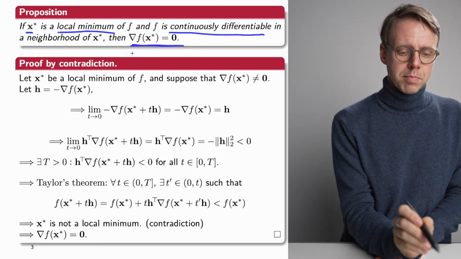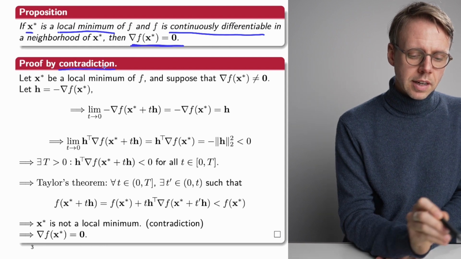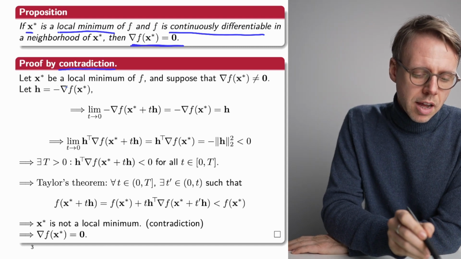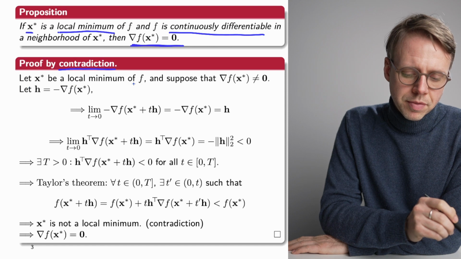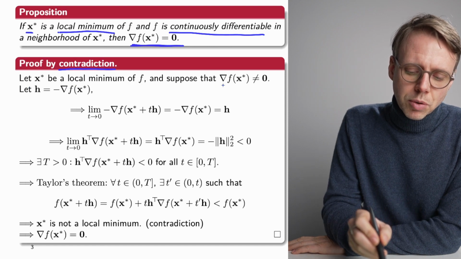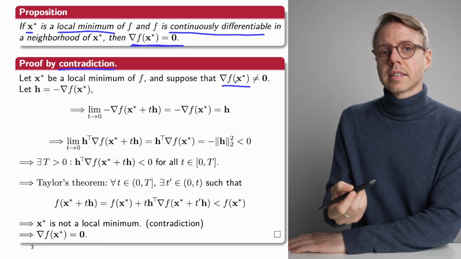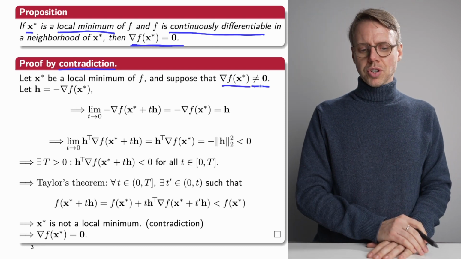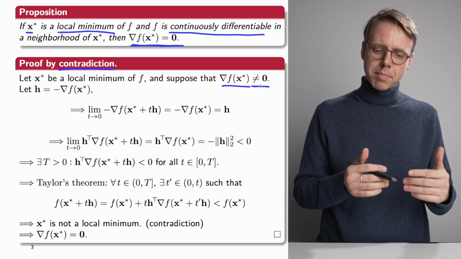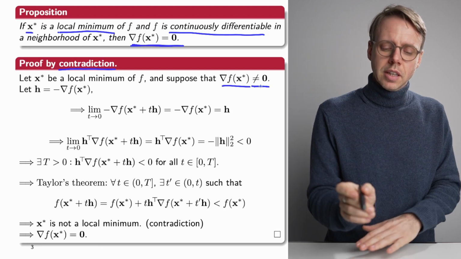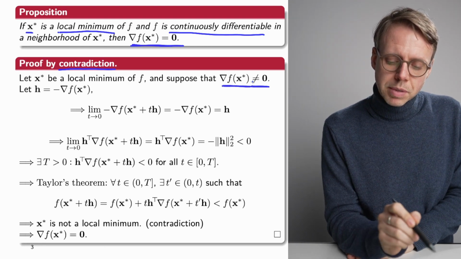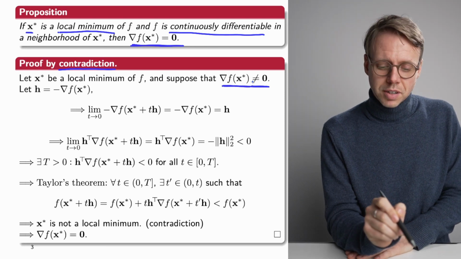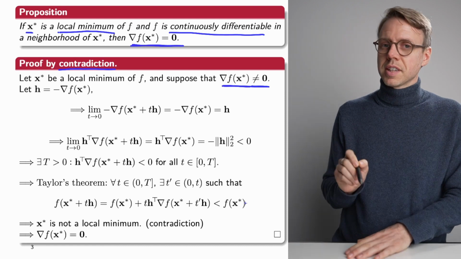Now let's prove that by something that leads to a contradiction, namely the following statement. So let x star be such a local minimum of f. And now suppose that the gradient of f at this x star is not equal to 0. So just the opposite of our proposition. And we'll go through a number of steps and see that if we assume that the gradient at this minimum is not 0, then it turns out that the point x star is actually not a minimum.